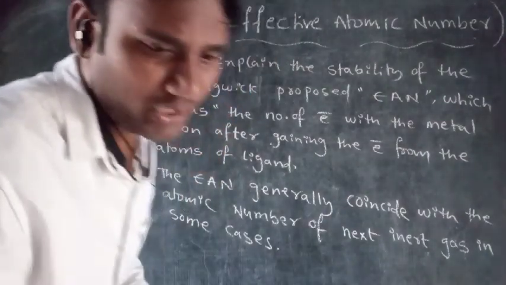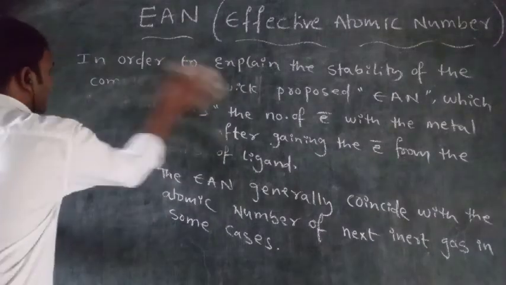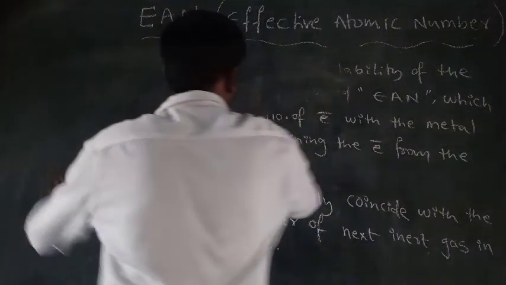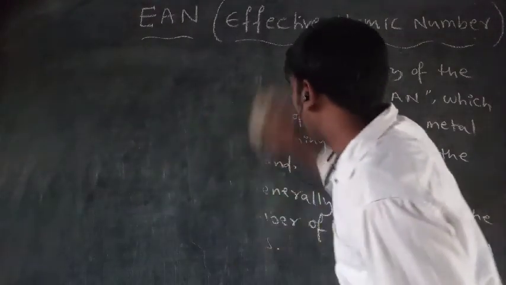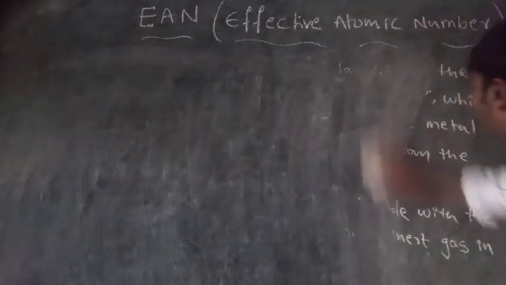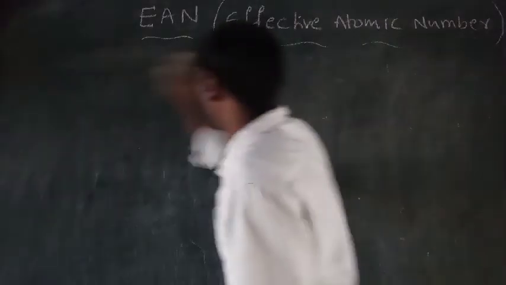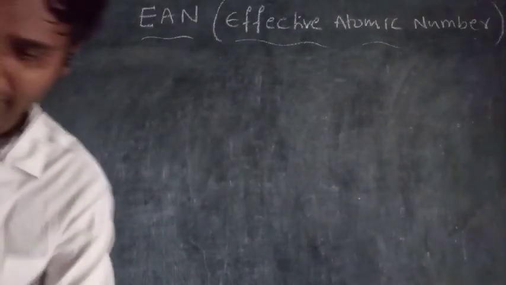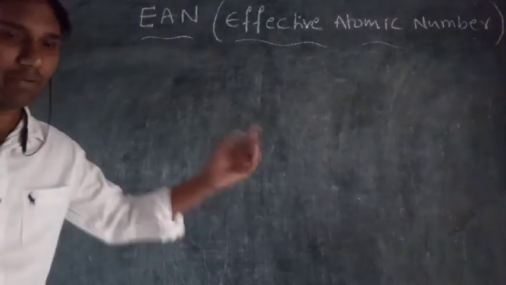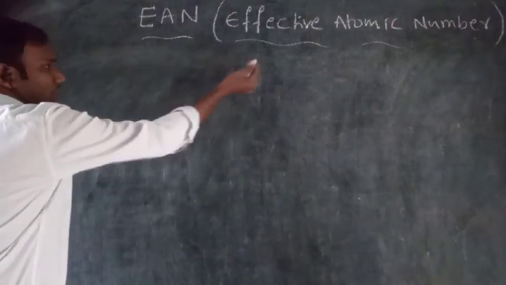Now we are discussing one example, K4[Fe(CN)6], potassium hexacyanoferrate. So I am writing here K4[Fe(CN)6].